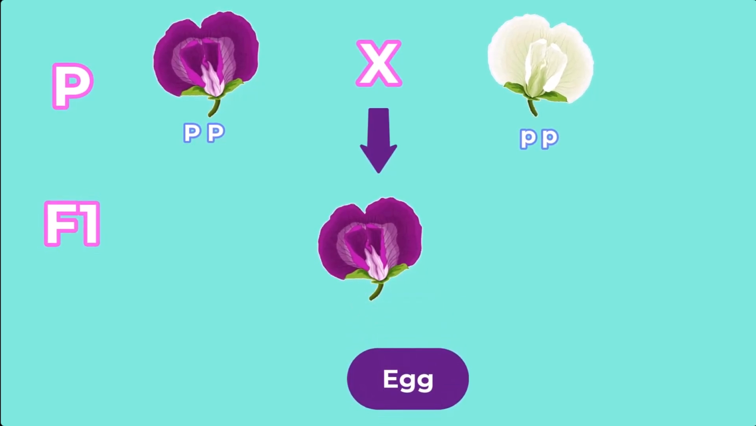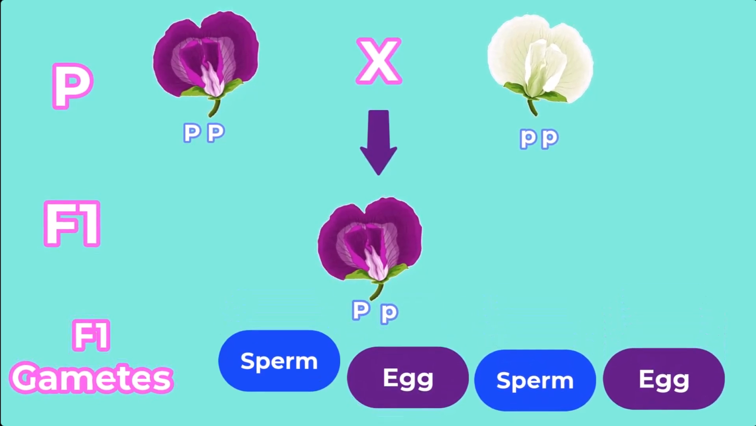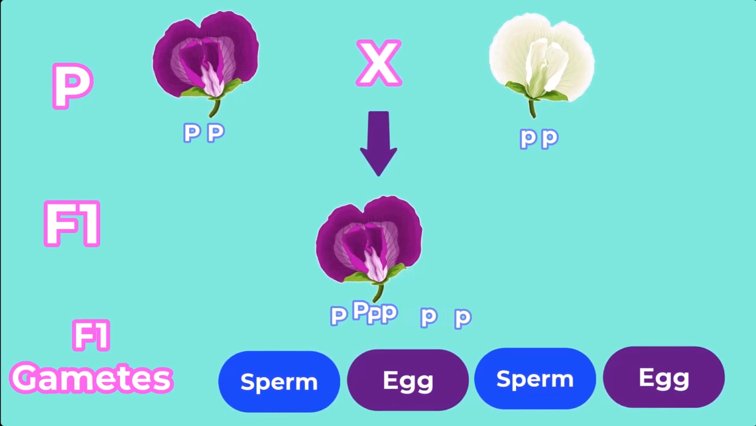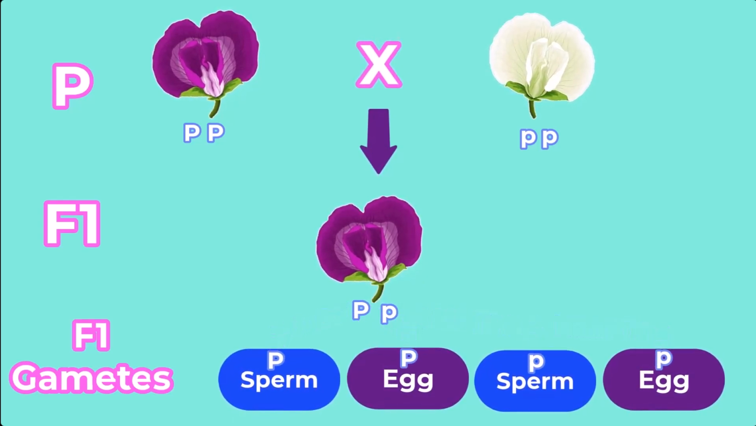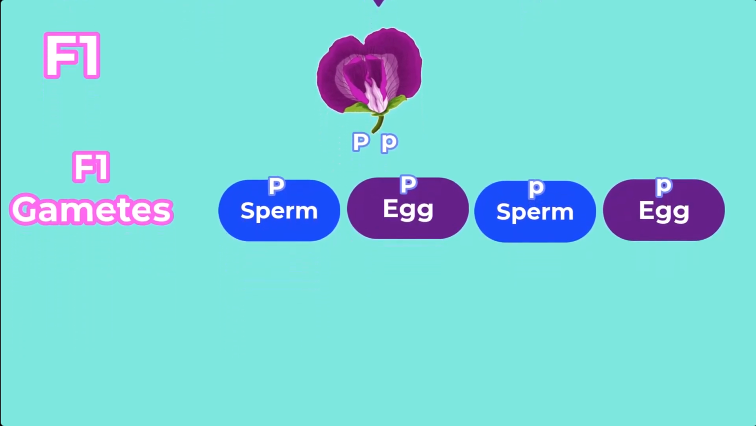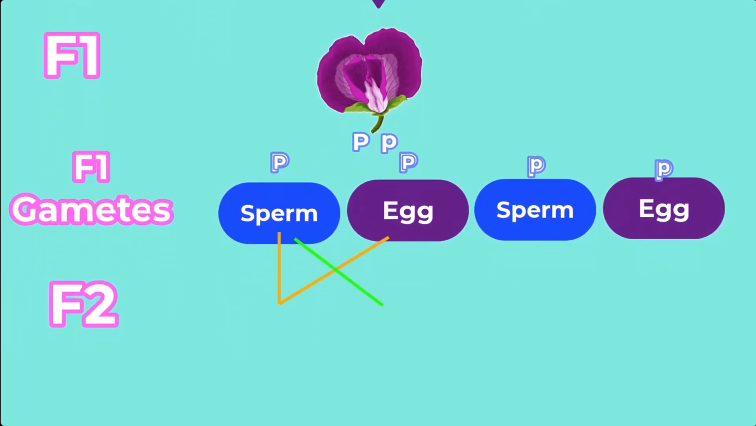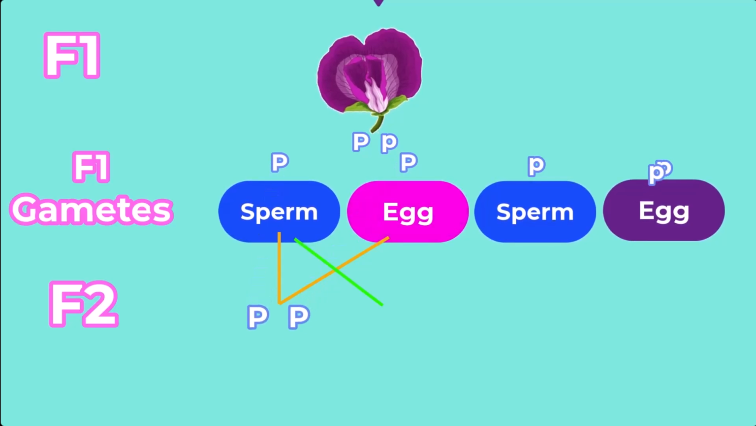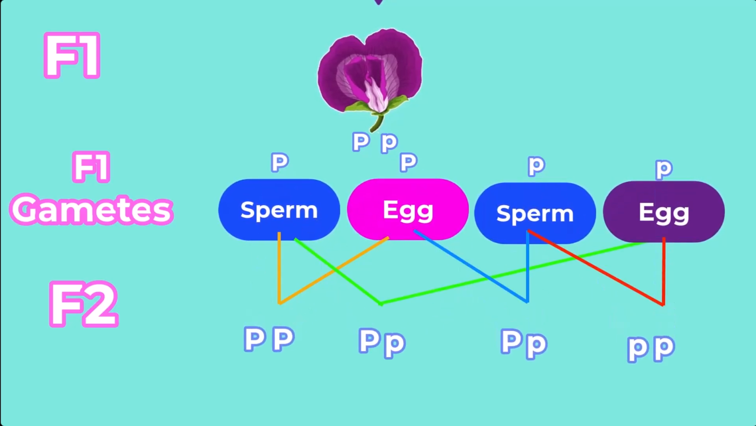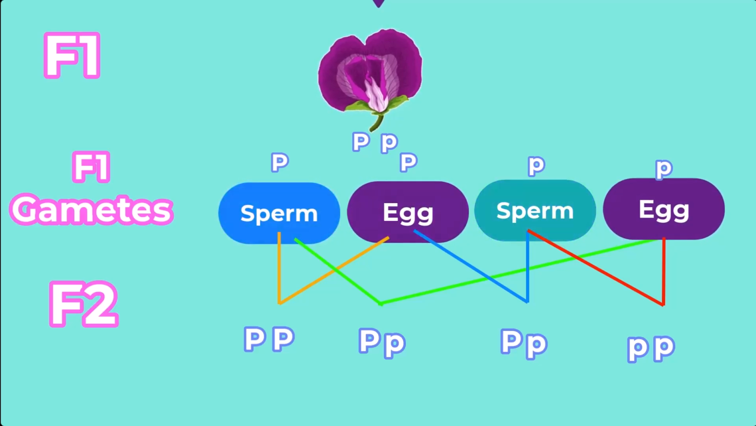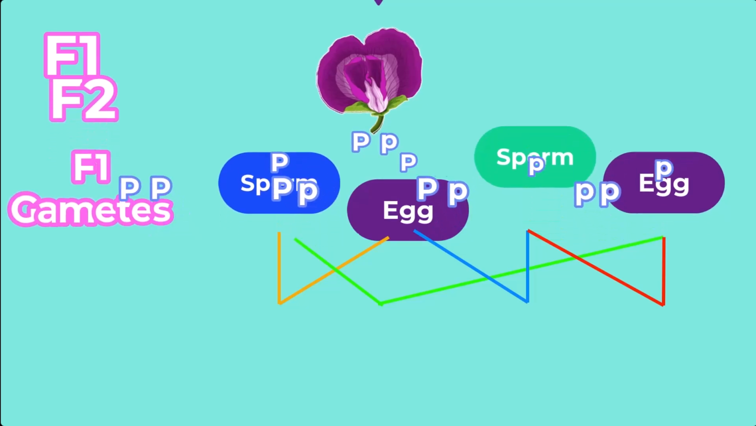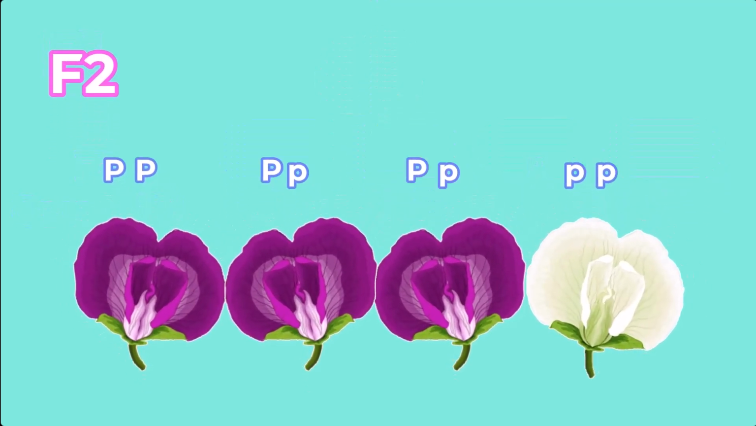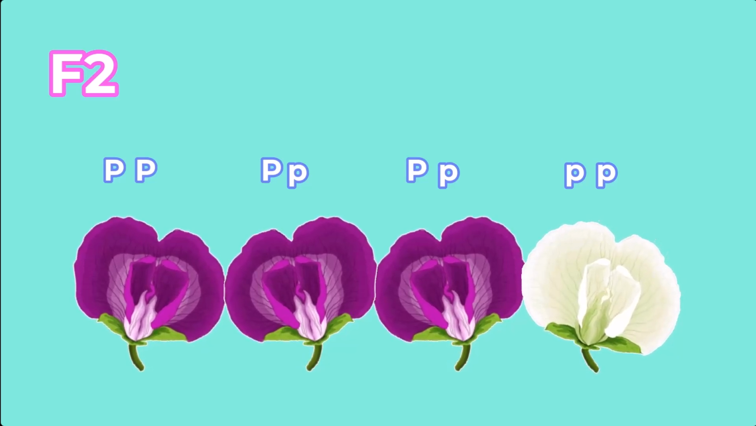In the F1 plants, half the gametes will receive a purple flower allele, and the other half a white flower allele. During pollination among F1 plants, the gametes unite randomly. An egg with a purple flower allele has an equal chance of being fertilized by a sperm with a purple flower allele, or one with a white flower allele. Because the same is true for an egg with a white flower allele, there are a total of 4 equally likely combinations of sperm and egg.